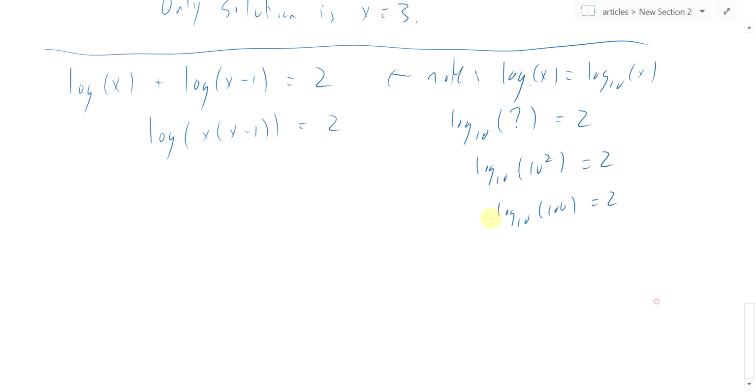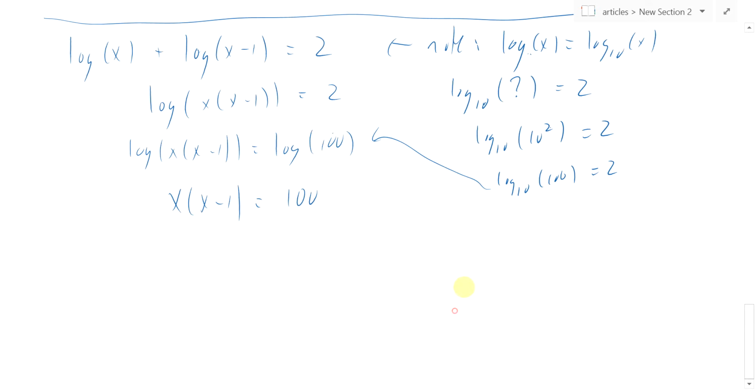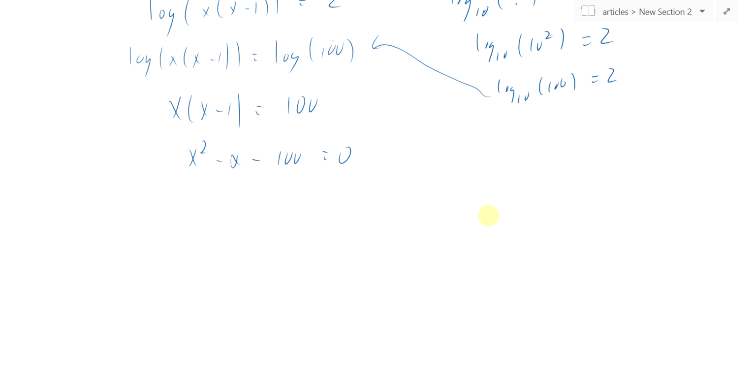And so that allows us to plug this back in and say, okay, well, log of x times x minus 1 equals log of 100, because 2 is equal to log of 100. And now we're okay. x times x minus 1 equals 100, right? We can get rid of the logs, and we can solve this. x squared minus x minus 100 equals 0. This doesn't factor in any particularly nice way. So you can just solve it by using the quadratic formula.